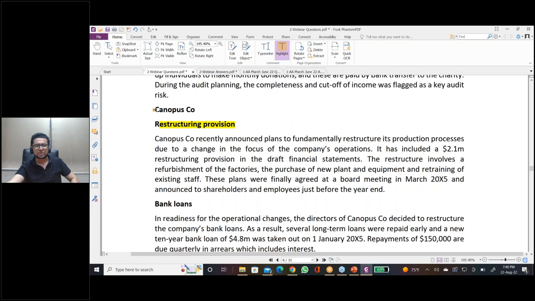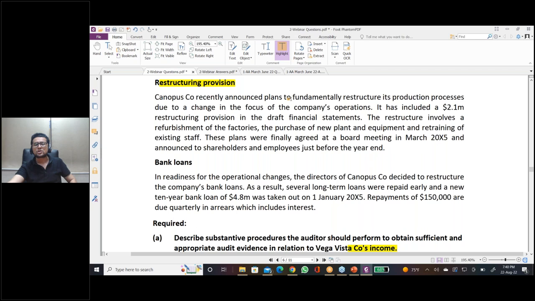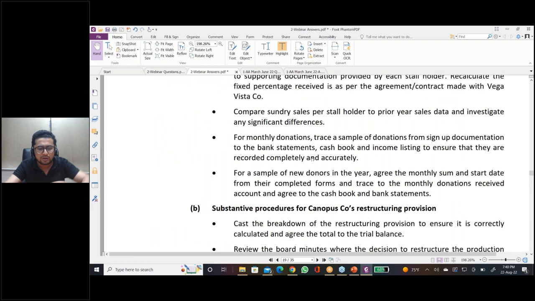Okay, let's read the question. So this is a new company. This is not about that charity. C company recently announced plans to fundamentally restructure their production process. And because of the changes they are going to make, they have included 2.1 million restructuring provision in the draft financial statements. So I'll get the breakdown of this 2.1 million, cast it, and make sure it is in line with the trial balance and the statement of financial position. Let's check it out.